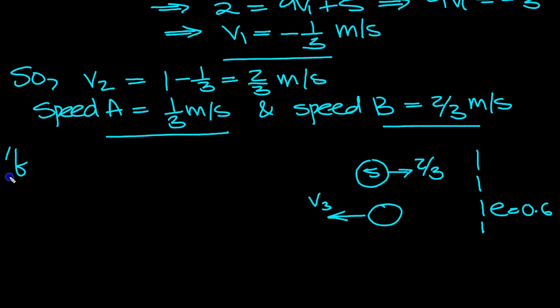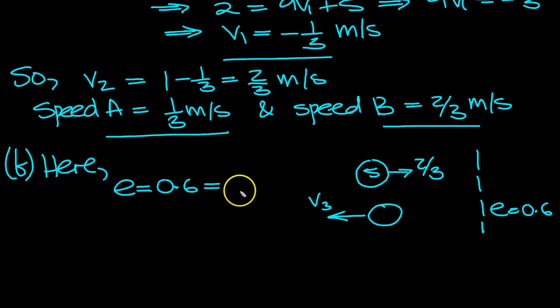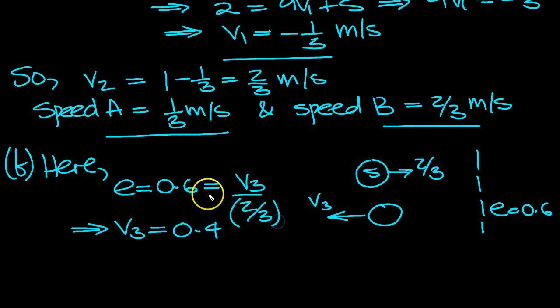So this is part B now. Here e, 0.6, is equal to the speed it moves away, V3, over the speed it goes towards, 2/3. So V3 is equal to 0.6 times 2/3. The 2/3 you can move up to be with the 0.6, and that's 0.6 over 3 is 0.2, times 2 is 0.4 meters per second. So there's V3.